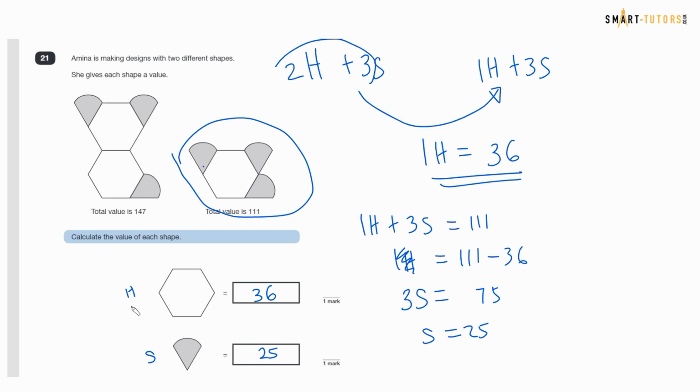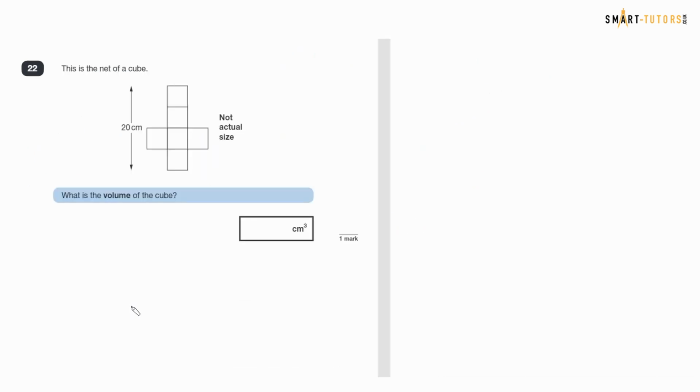So what you can do is, once you find out that the sector is 25, you can substitute here 25, 25 and 25, and the hexagon is 36 and 36, and see whether the answer is coming. 36 twice is 72. 25 three times is 75. If you add them up, 147 is coming here. Right, let's go to question number 22.